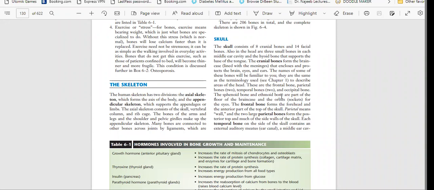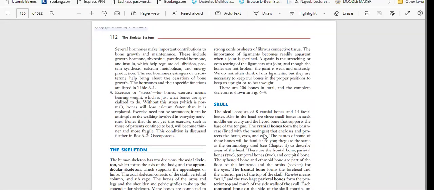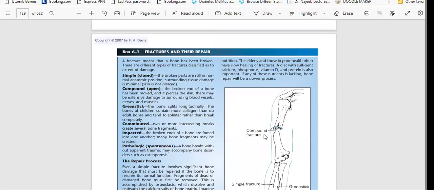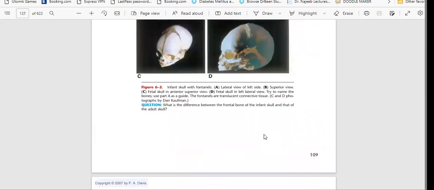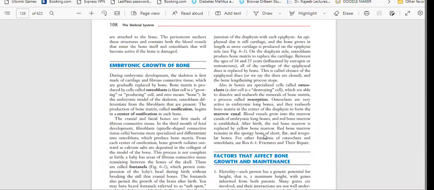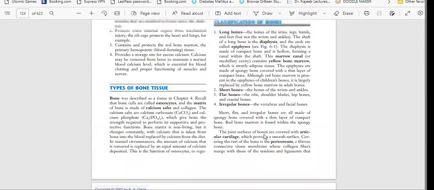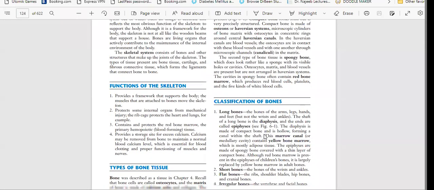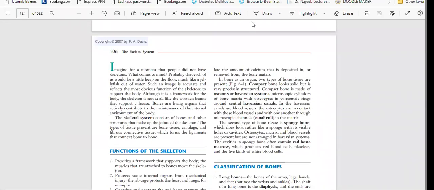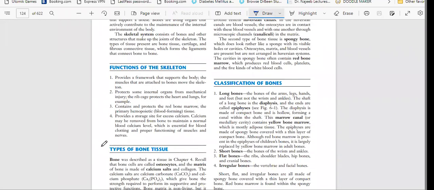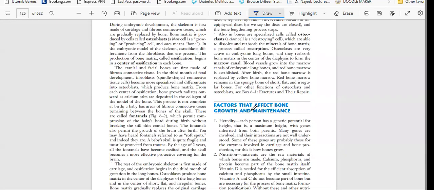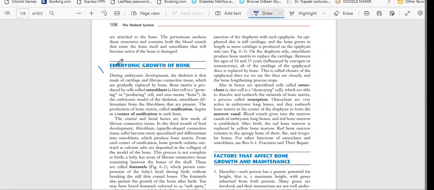So today we are going to talk about the skeleton. We completed the basic important things related to the bones in previous classes, whatever important things we need to know about the bones. We talked about the functions of the bones, types of bone tissue, classification of bones, and then embryonic growth, how the bone grows. Okay, everything we discussed.